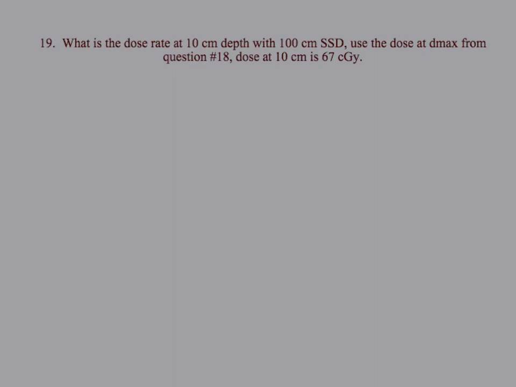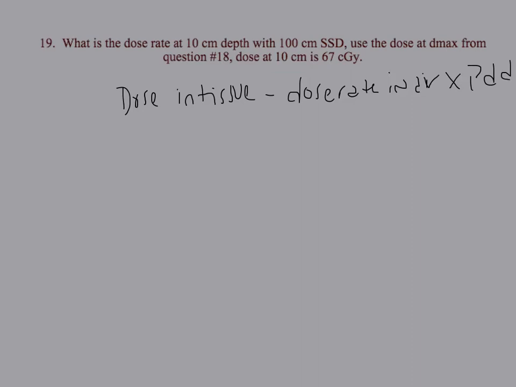centigray per minute. Last one, 19. What's the dose rate at 10 cm depth? 100 SSD. Use the dose at Dmax from the above question. The dose at 10 cm is 67 centigray. Anytime I'm finding dose in tissue that's other than Dmax, I need to take the dose rate in air, which is your output, and multiply it by the percentage depth dose. I know that my dose rate from the above question, question 18, my dose rate in air is 80 centigray. I want to multiply that by my percentage depth dose.